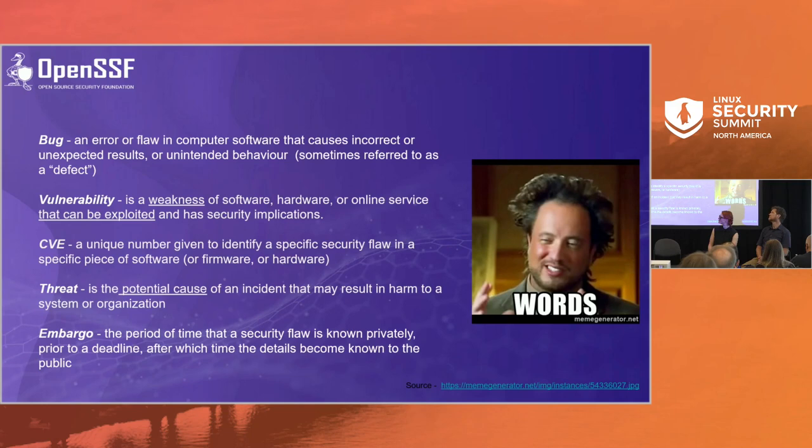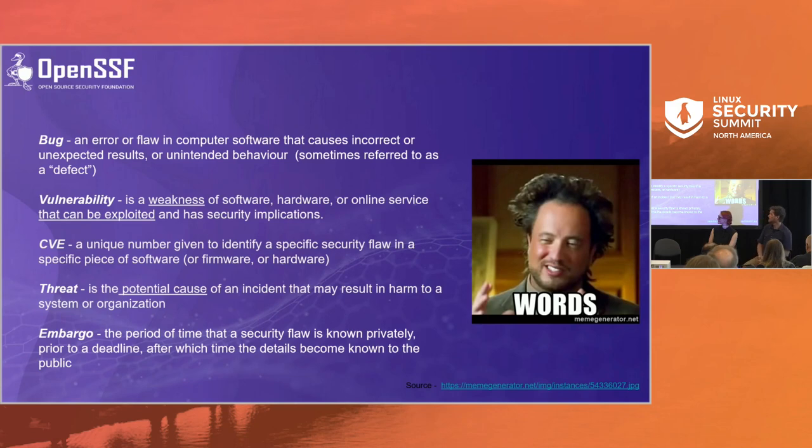We have CVE, which is a unique number given to identify a specific security flaw in a piece of software or hardware. The great thing about CVE is that as a consumer of goods and services from multiple vendors, a CVE represents a specific problem. So you can understand what that problem is, how it works, what it does, and multiple vendors may be affected by the same CVE. If you have a Dell server and an IBM server, and there's CVE-2022-1234, both devices could be affected by the same flaw.